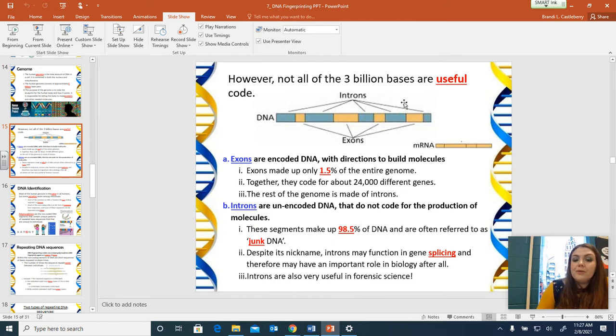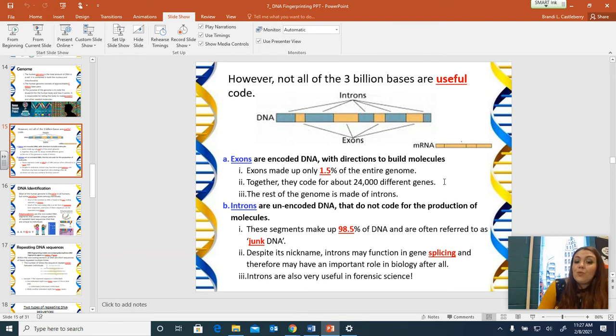However, not all 3 billion bases are useful, okay? So there is a lot of things in our long code of DNA that doesn't seem to truly have that much of a purpose. So some of it seems really purposeful and not all of it does. So exons are encoded DNA with directions to build molecules. Okay, so it's like a specific section. These exons are a segment of your DNA that tells it to build a certain type of molecule.